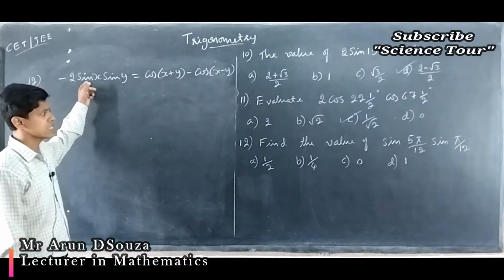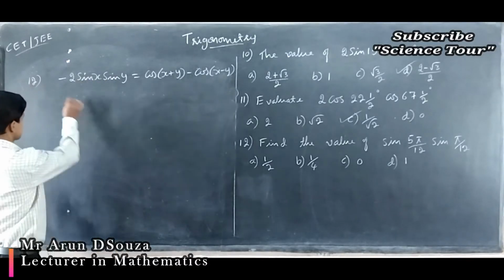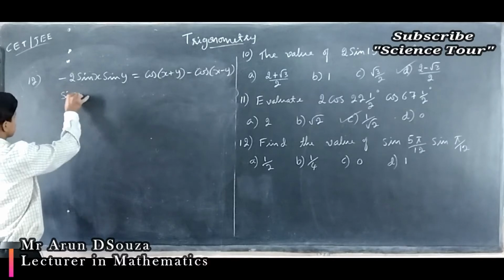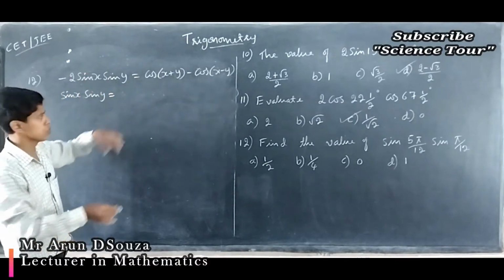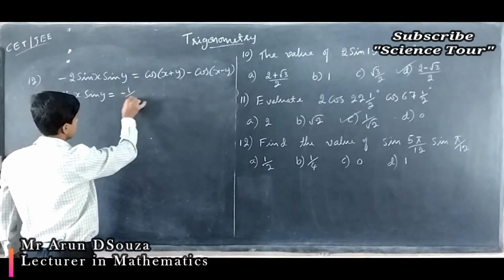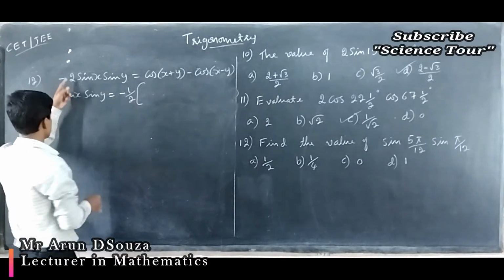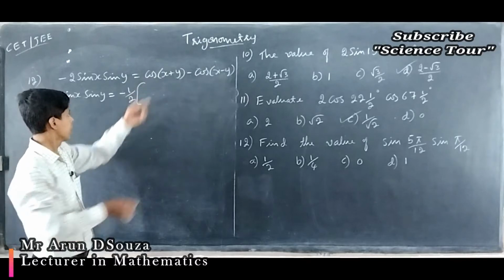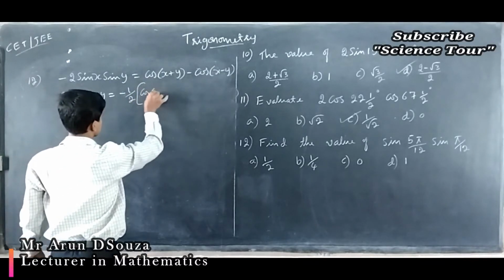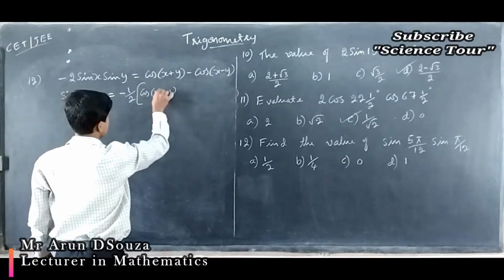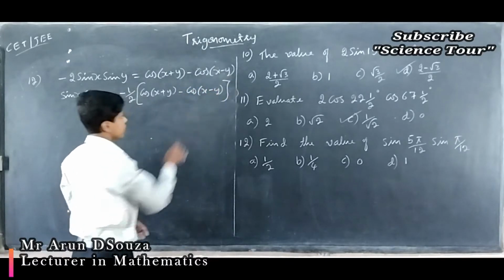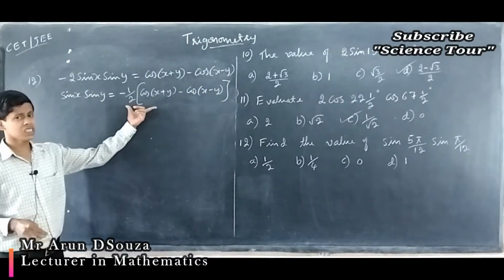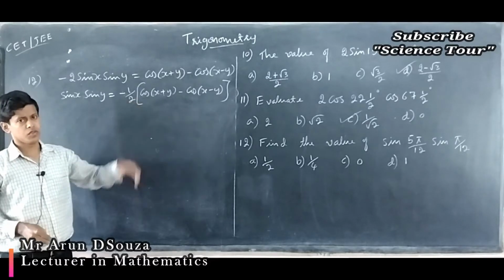Okay, so you have got only sin x sin y. So what is sin x sin y from this? So sin x sin y is equal to this, minus 2 has to be brought to the other side. So that will be minus 1 by 2, that will be divided obviously, and this is cos(x plus y) minus cos(x minus y). So we have to use this form of the formula.